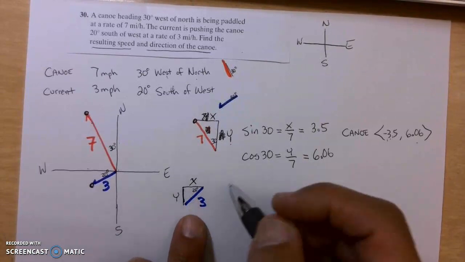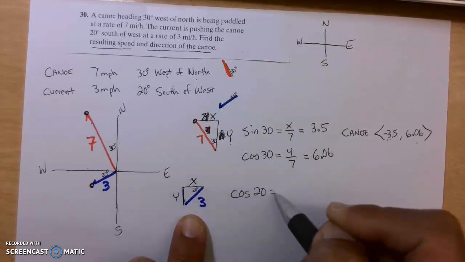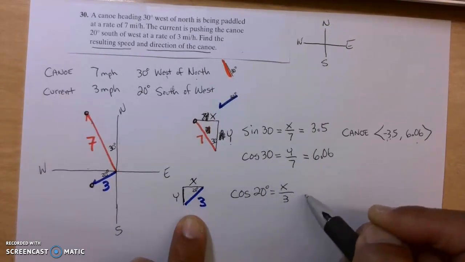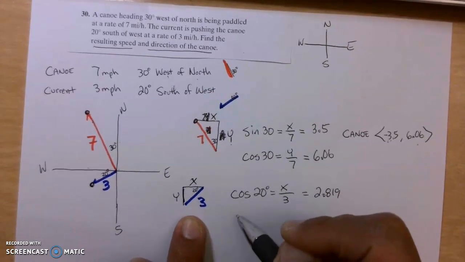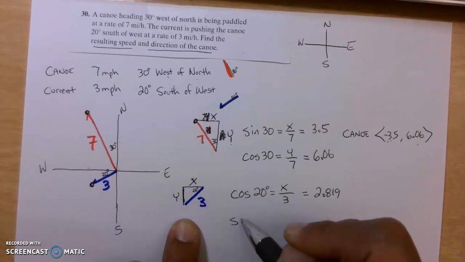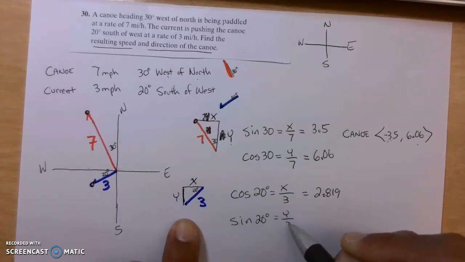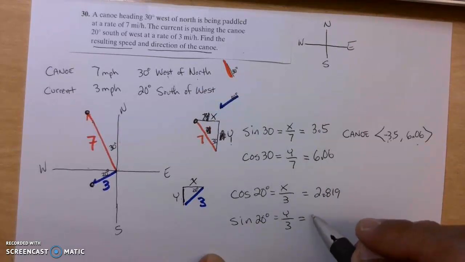So to figure out x, standing at 20 degrees, we're going to say cosine 20 degrees is adjacent over hypotenuse. And then the calculator will spit out 2.819. Opposite over hypotenuse for that y value. So the sine of 20 degrees is opposite over hypotenuse. If you go to your calculator, it'll spit out 1.03.